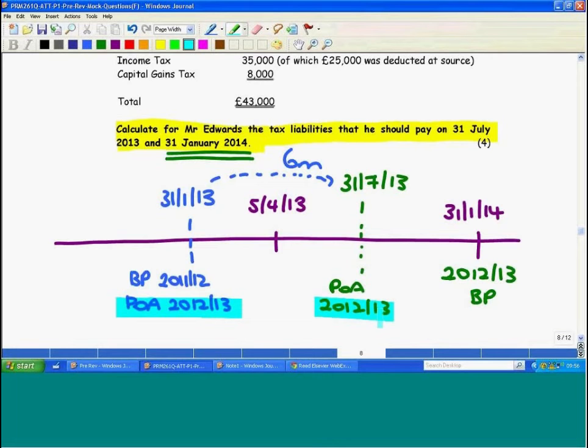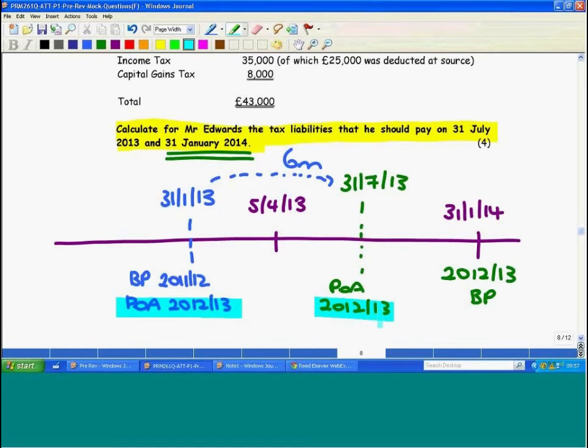Now remember, you're making these advance payments of tax on the basis that you're going to earn exactly the same amount in the next year. So back on the 31st of January 13, they would have looked at their balancing payment, how much they had to pay over for income tax and Class 4 national insurance, and then they would have taken 50% of that figure and paid it up front on the same day towards 2012-13. 6 months later, they're going to pay over the same figure.